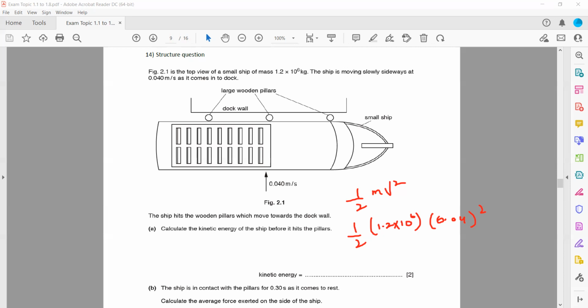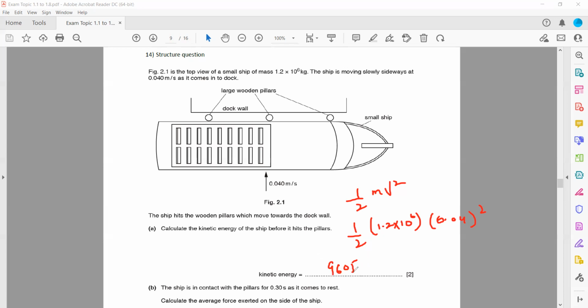Yeah, 960 kilojoule or 960 joules? No, Mister, 960 joule. 960 joules should be there. When you solve, it will give 960.